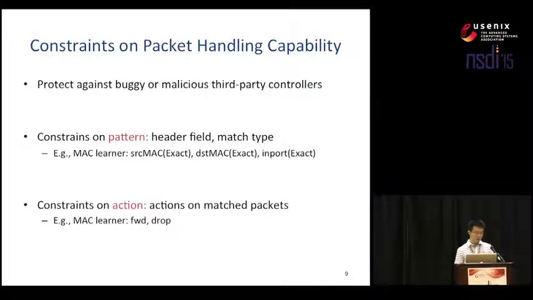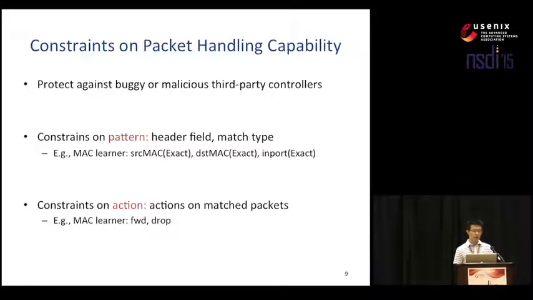The second part specifies the actions a controller can perform on the matched packets. For example, we can restrict a MAC learner to only forward or drop packets, so it would not be allowed to modify any header fields.